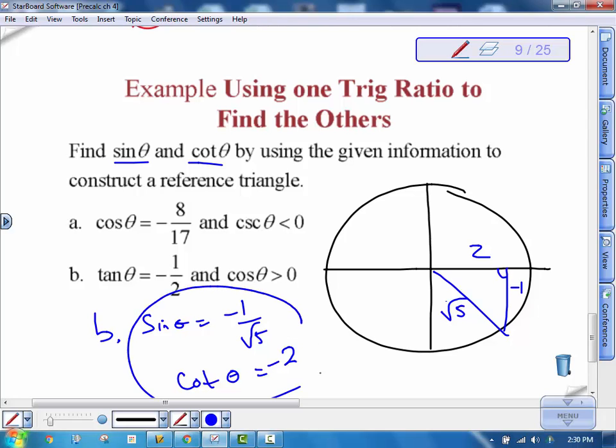So that's how we find exact values of different trig functions given some clues. There will be a ton of problems like that in this next homework assignment.